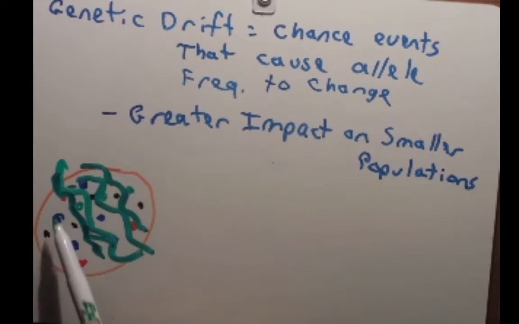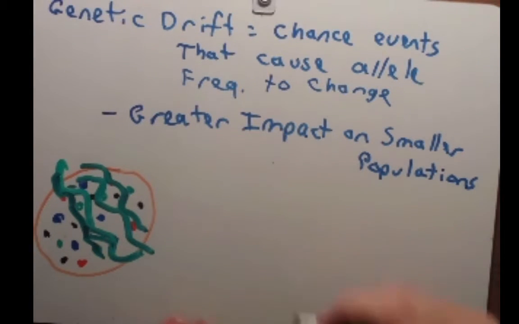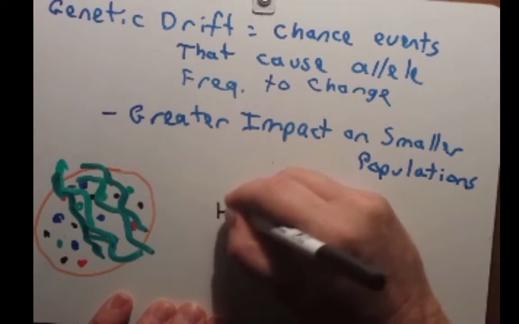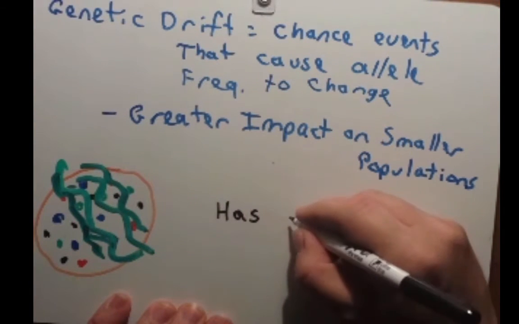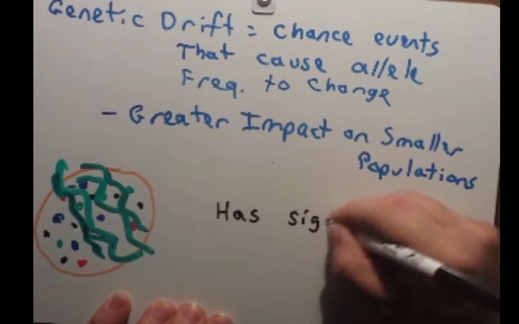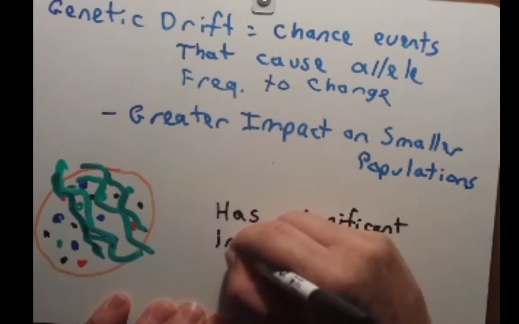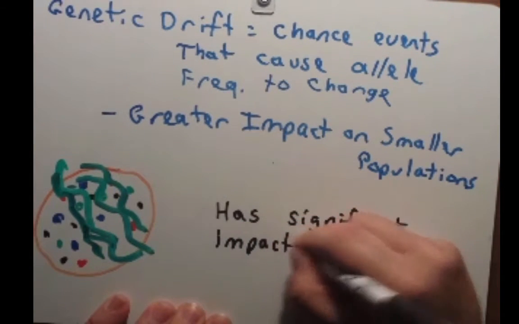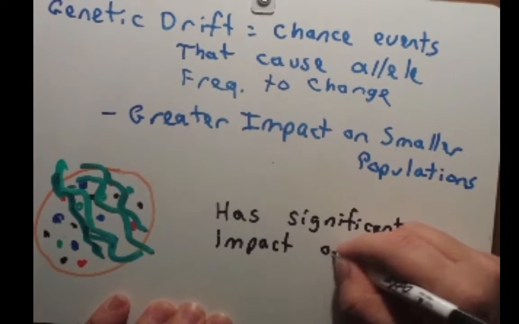And now you can see we have 2 blue, 1 green, 1 red, and 3 black flowers. We've changed the distribution, the frequency of the alleles in this population due to a chance event. It's important to remember, as a take-home point, that genetic drift will always have a significant impact on a population.